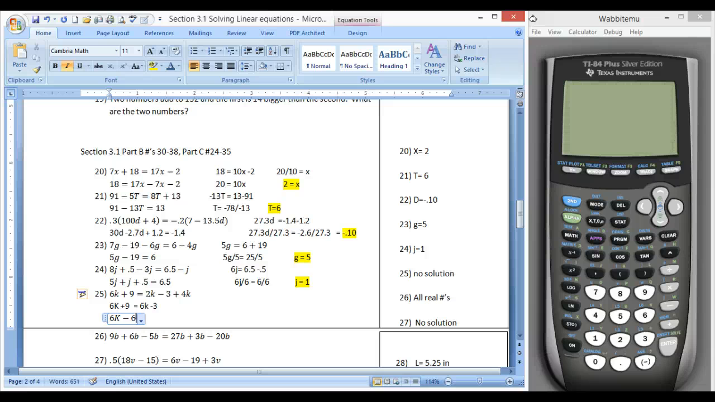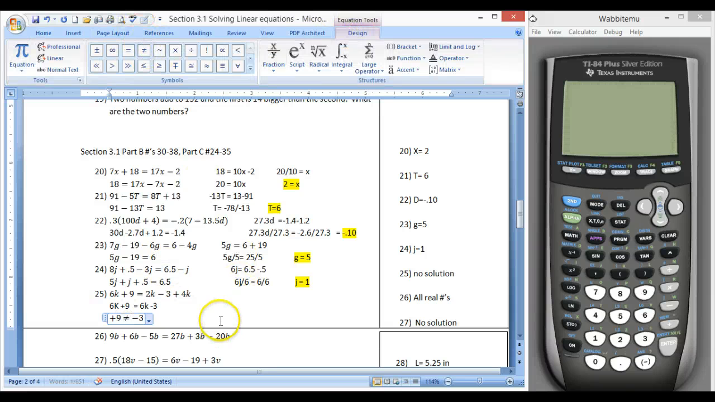6k minus 6k. We still have the adding 9. And then I have 6k minus 6k because I'm trying to combine all of my variables on one side, and that cancels, and that cancels, and you get 9 equals negative 3. Does 9 equal negative 3? Absolutely not. So I'm going to come up here and say it doesn't equal. No, positive 9 will never equal negative 3.